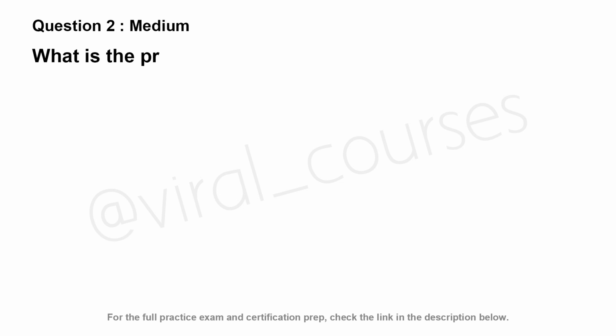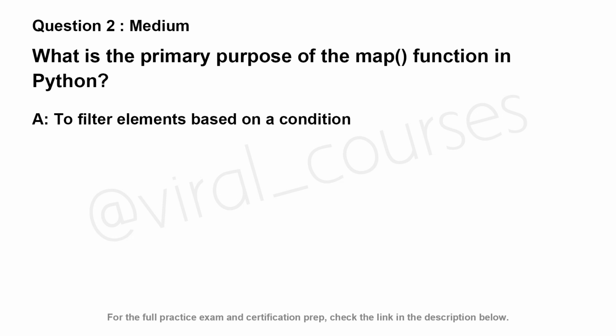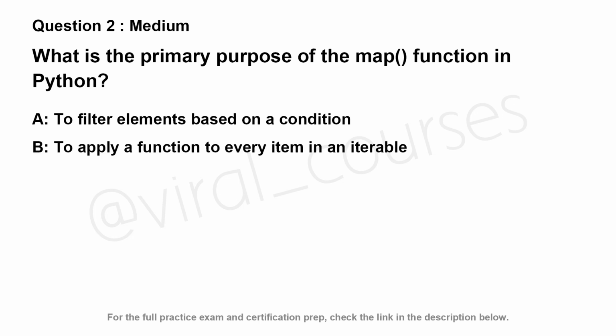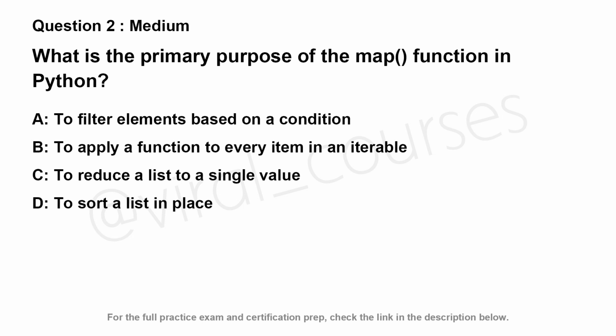What is the primary purpose of the map function in Python? Option A, to filter elements based on a condition. Option B, to apply a function to every item in an iterable. Option C, to reduce a list to a single value. Option D, to sort a list in place.